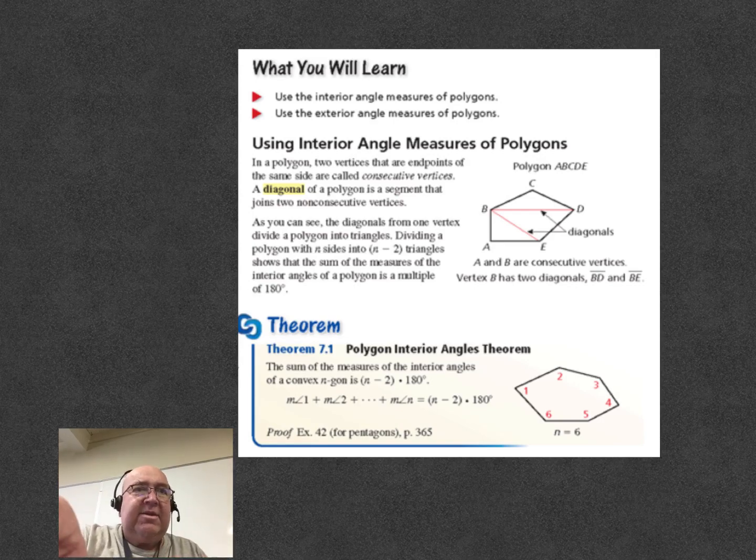Today we're going to be looking at polygons, and looking specifically at the angle measures, both interior and exterior, of a polygon. So the polygon interior angle theorem just says that the number of angles in a polygon minus 2 times 180 degrees is the total number of degrees in the polygon, or the sum of the angles.